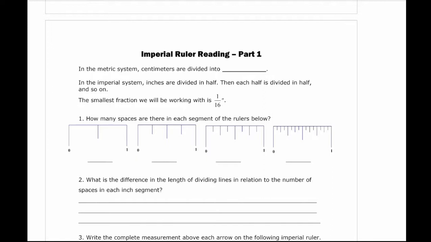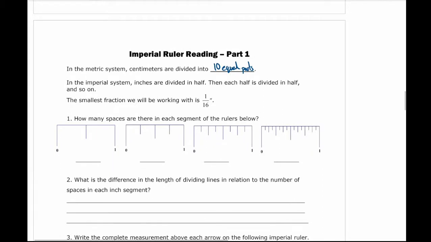So in the metric system, centimeters are divided into 10 equal parts. So again, that's why it's nice and easy to read or to explain or describe things using the metric system. In the imperial system, what they do is they divide the inches in half, and then each half is divided in half again, and so on. And then the smallest fraction we'll be working with in this case is 1/16.